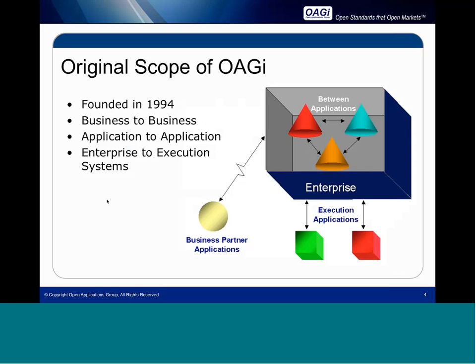OAGi was established in 1994, and its original scope included business-to-business, application-to-application, and enterprise-to-enterprise, or enterprise-to-execution systems. That scope, again, established in 1994, is still in effect 17 years later.